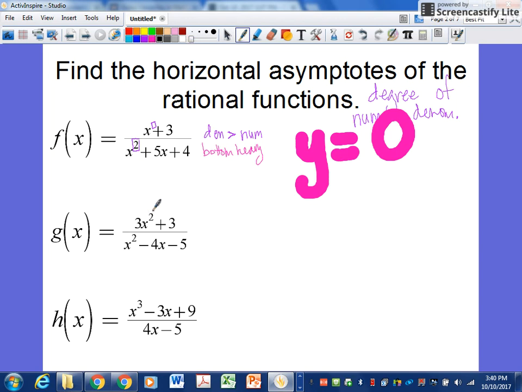So in the next case, we have a top degree of 2 and a bottom degree of 2. Notice that the degree of the denominator is equal to the degree of the numerator. So this one is neutral. It's not top heavy or bottom heavy. So what we do in this case is we look to the coefficients of your variables. The top has a coefficient of 3.